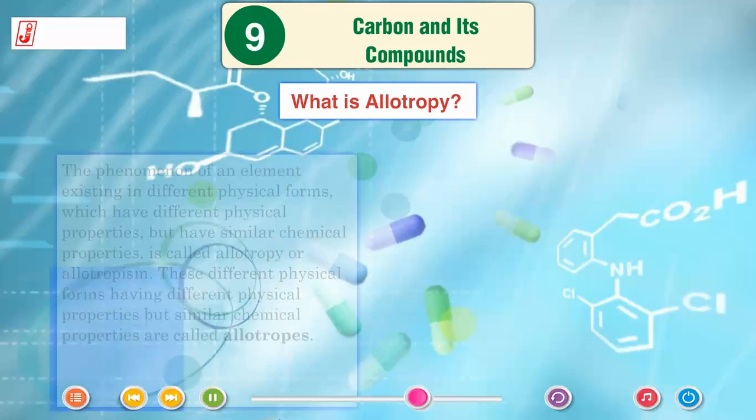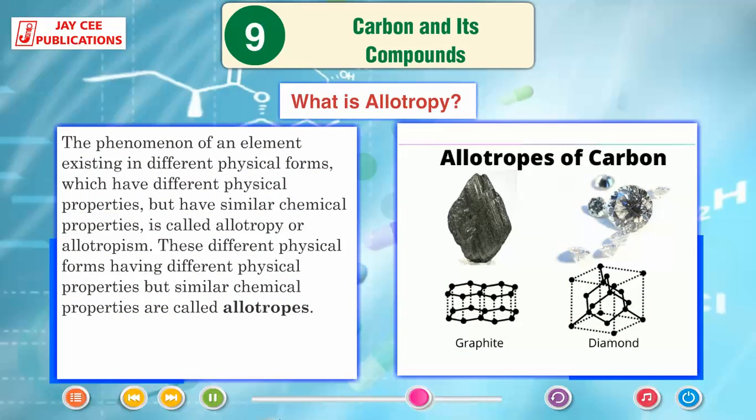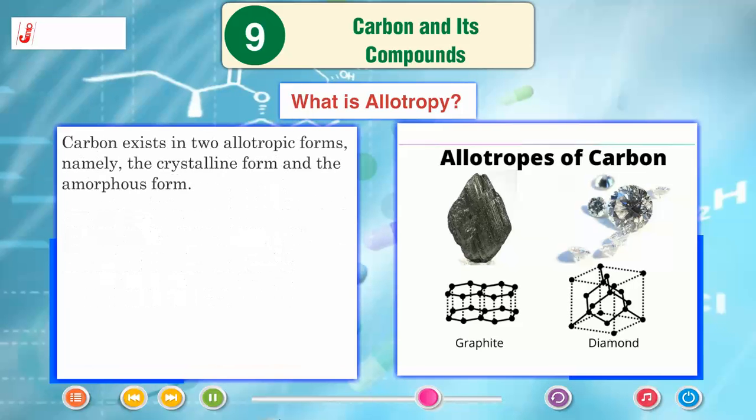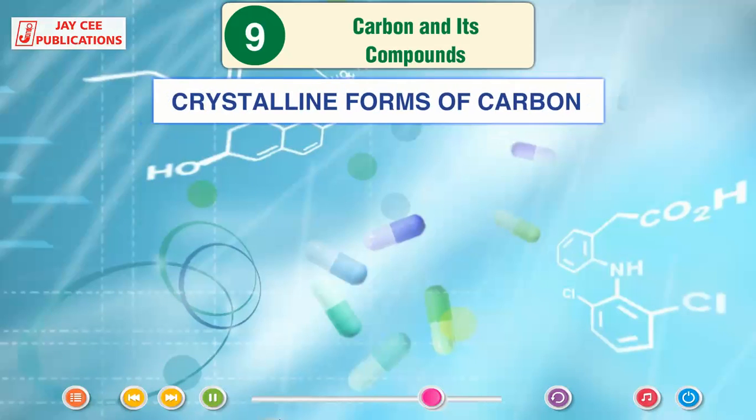What is allotropy? The phenomenon of an element existing in different physical forms which have different physical properties but have similar chemical properties is called allotropy or allotropism. These different physical forms, which have different physical properties but similar chemical properties, are called allotropes. Carbon exists in two allotropic forms, namely the crystalline form and the amorphous form.